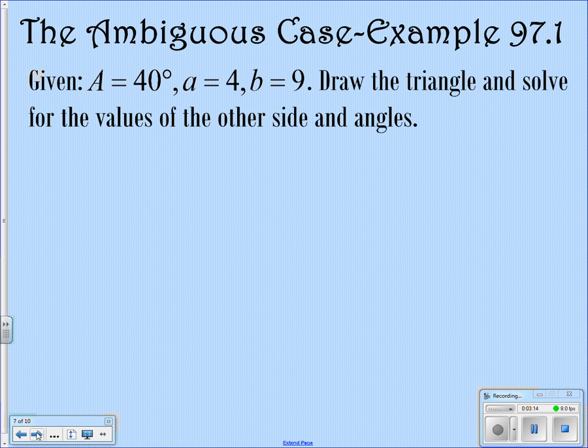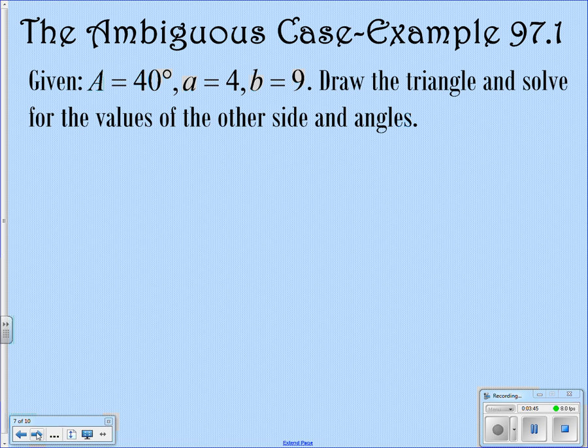So we are given that angle A is 40 degrees, a is 4, and b is 9. We want to draw the triangle and solve for the values of the other side and angles. Now, it is possible that you end up with two triangles here, okay? So it's not going to tell you to draw the triangles, plural, if you have two. You'll have to know if it's a 1, a 2, or a none, okay? So it is possible that this information does not actually give you a triangle.